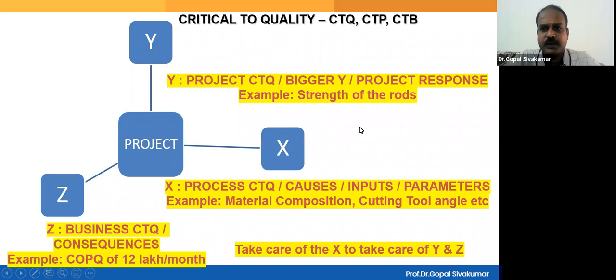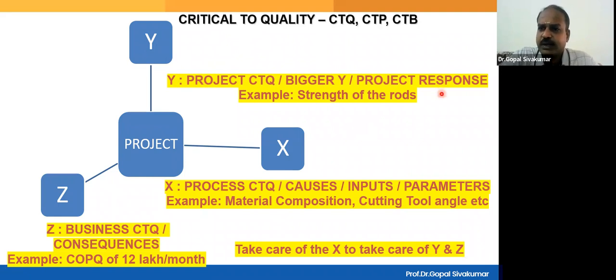And see here, your project is improving a process which is responsible for the y variable and the x variable. Generally, the y variable is called the bigger Y in the project. We can also call it project CTQ, project critical to quality characteristics. Sometimes it is also called project response.